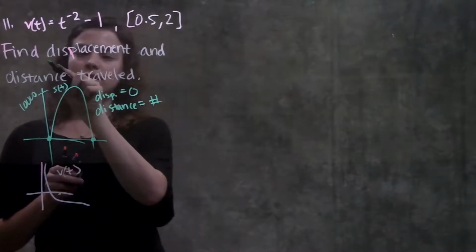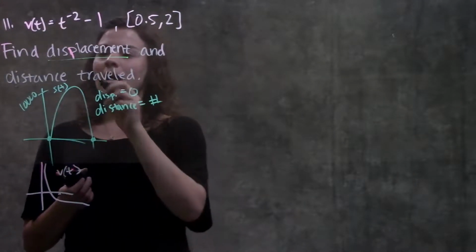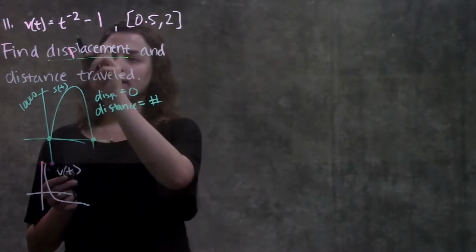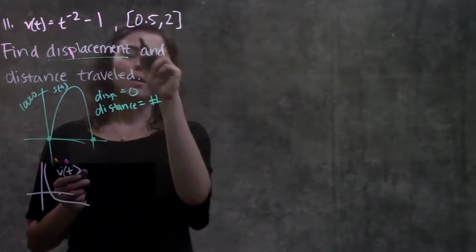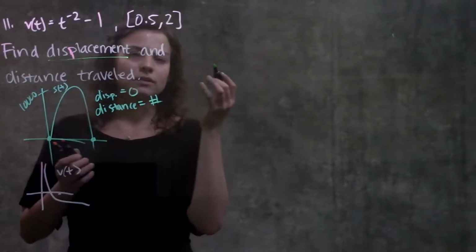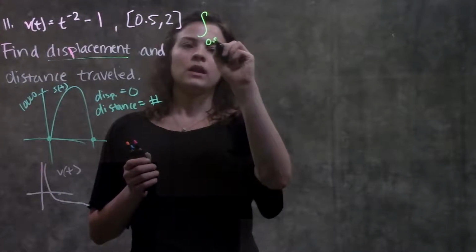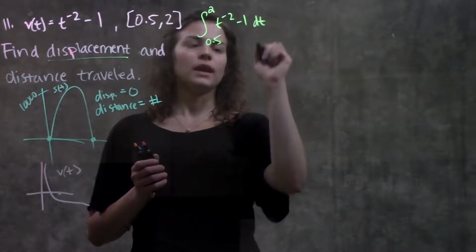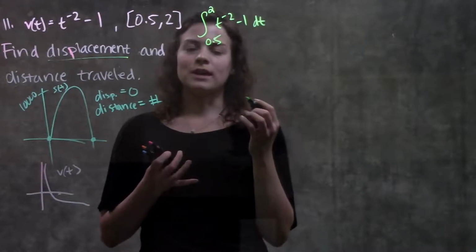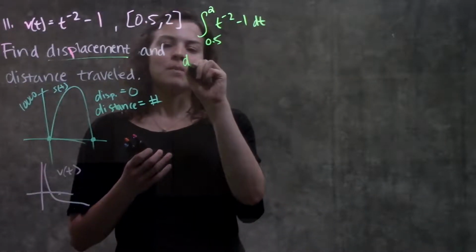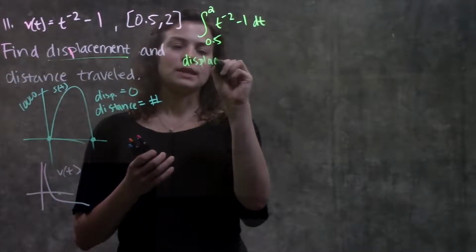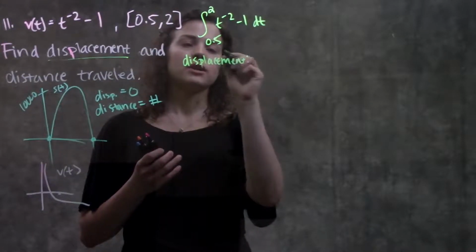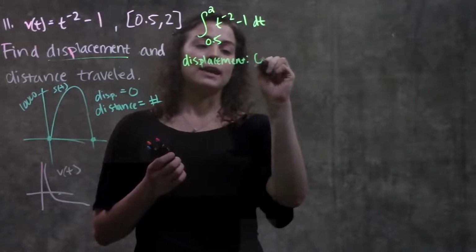So we're going to start with our displacement because that's the easier one. Our displacement we just find by taking the integral of this function on whatever interval they're interested in. Do the same thing we've been doing all chapter. So you go from 0.5 to 2 of our function, and I'm actually not going to solve this out because we're going to do it again in the next step. But if you were to solve all this out, you get the displacement of this function from 0.5 to 2 is equal to 0.